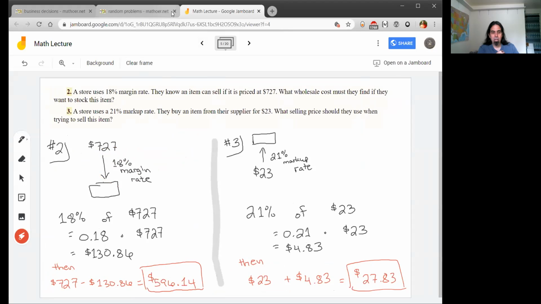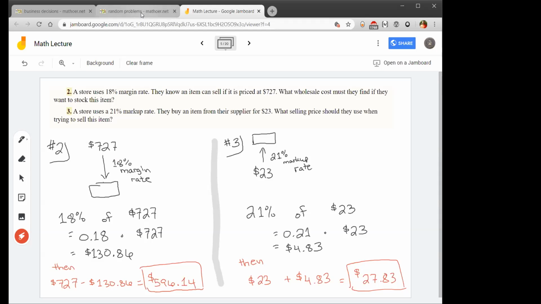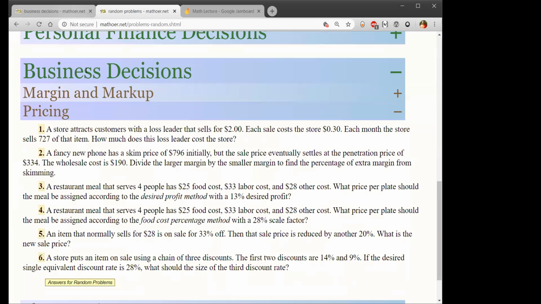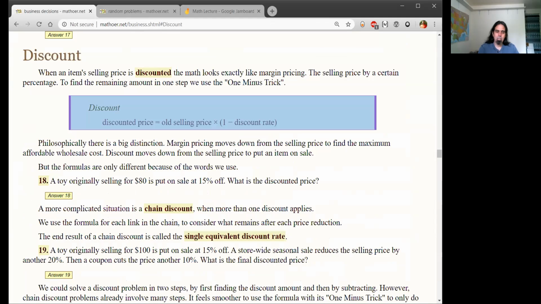Okay, we've used the 1 minus trick a little bit. People don't normally find the 1 minus trick as kind of natural in their brain. A lot of people like the 2 steps where we subtract rather than having to think about the 0.82. Right. And we can continue doing that as we're thinking about discounts. So here's a nice easy one.